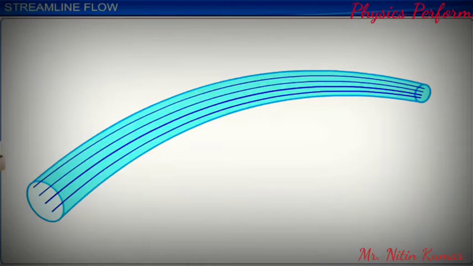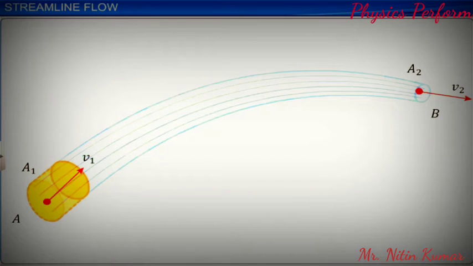Consider a tube of flow represented by AB with area of cross-section A1 and A2 at the two ends A and B. Let V1 and V2 be the velocities of the fluid at ends A and B. Consider an incompressible, irrotational, and non-viscous fluid flowing in a streamline flow in the tube.